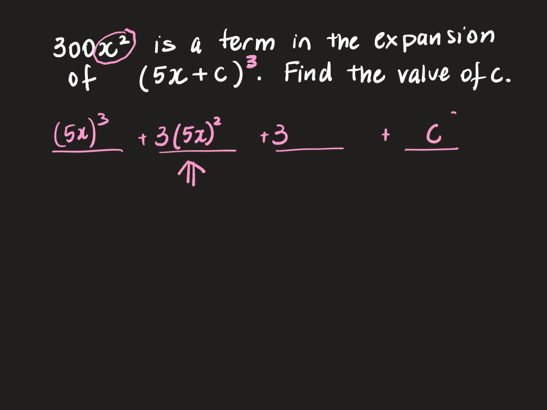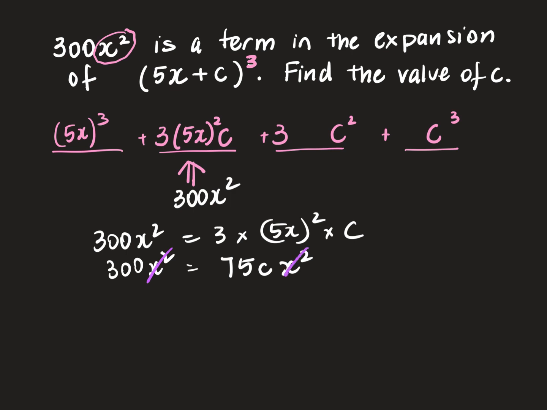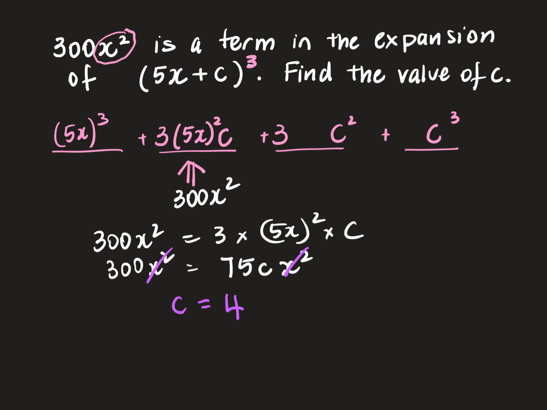Now, this one's going to be c to the power of 3, c to the power of 2, c to the power of 1. So, simple as anything here, this term is 300x squared. So 300x squared equals 3 times 5x all squared times c. So that's going to be 5 squared is 25 times 3 is 75. 75cx squared, 300x squared, cancel out my x squareds, divide 300 by 75, and I get c is equal to 4. Is that what you got?